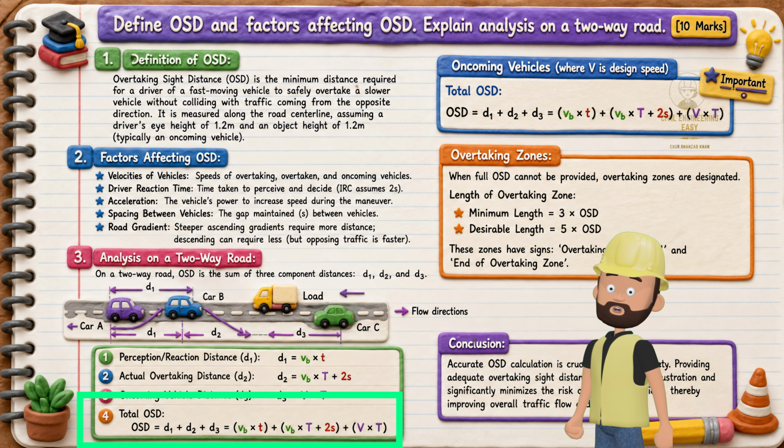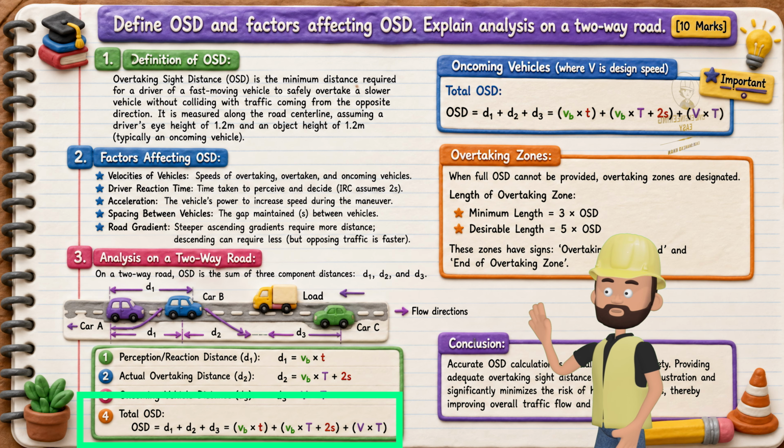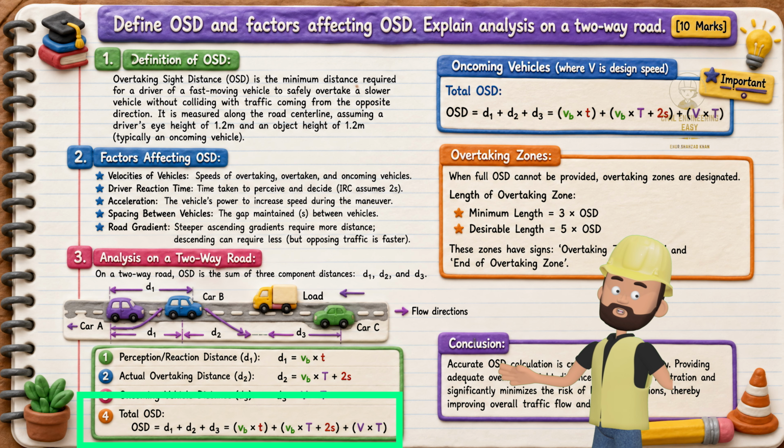OSD equals D1 plus D2 plus D3, which equals VB times T plus VB times capital T plus 2S plus V times capital T.